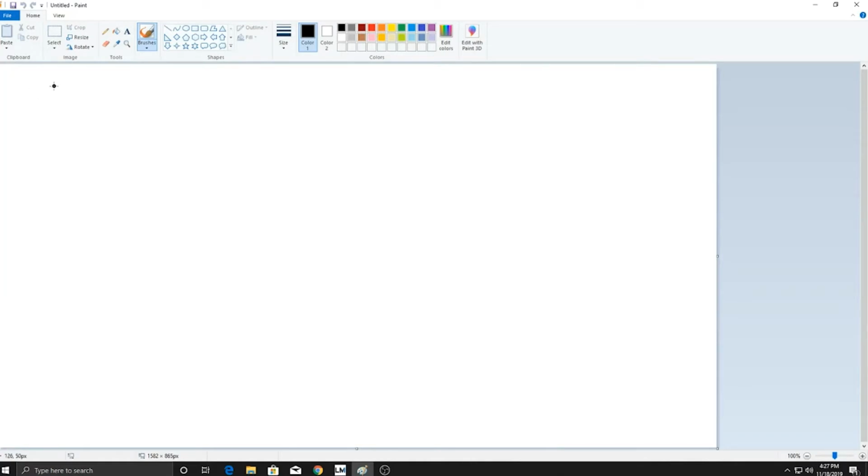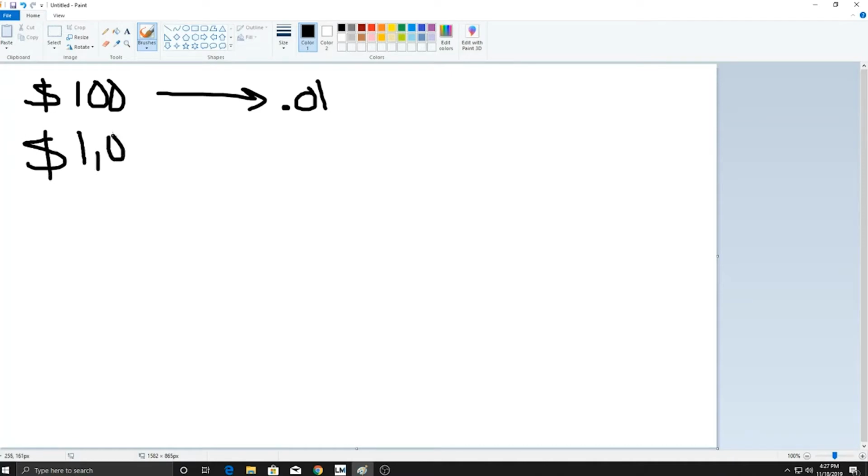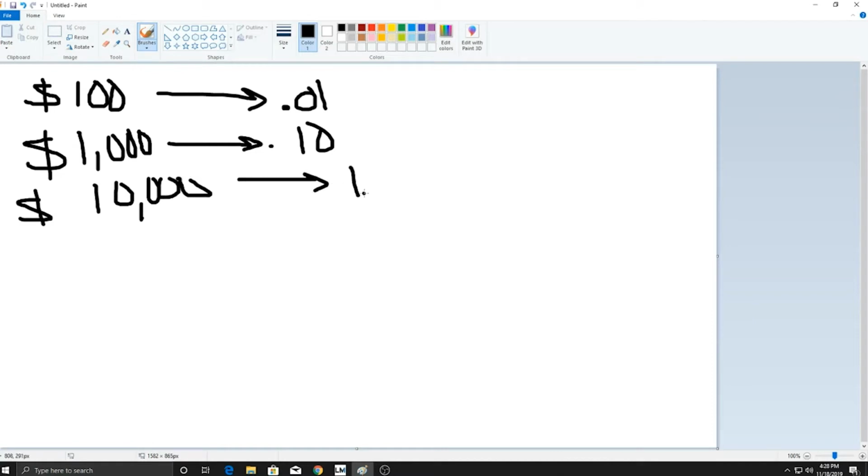There's a common misconception that per, say, $100, your lot should be 1 micro, 0.01, or per, say, $1,000, your lot should be 0.10, or per $10,000, your lot should be, say, a standard 1.00.